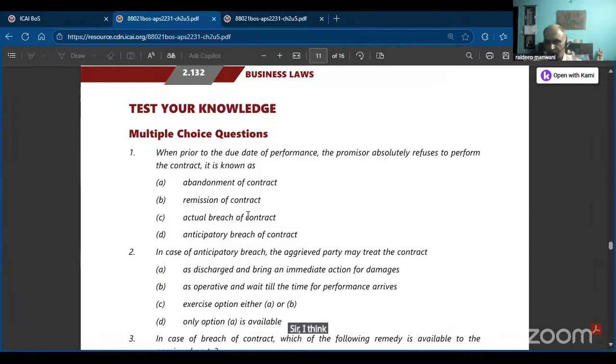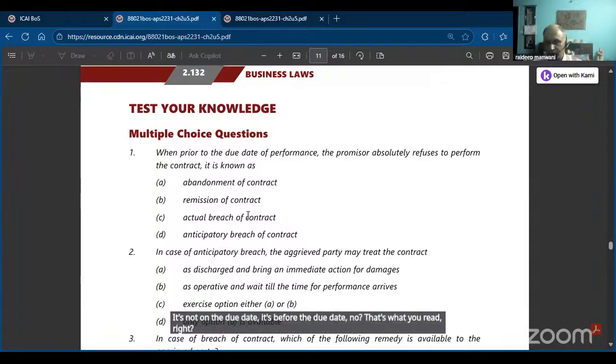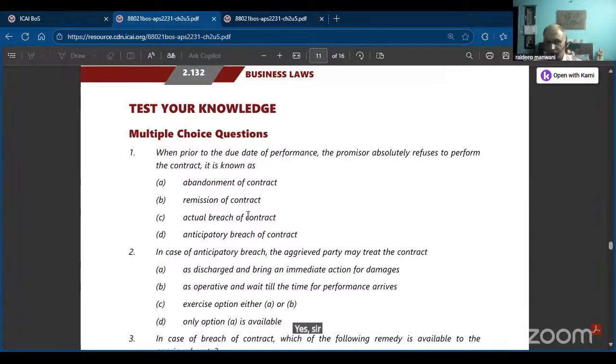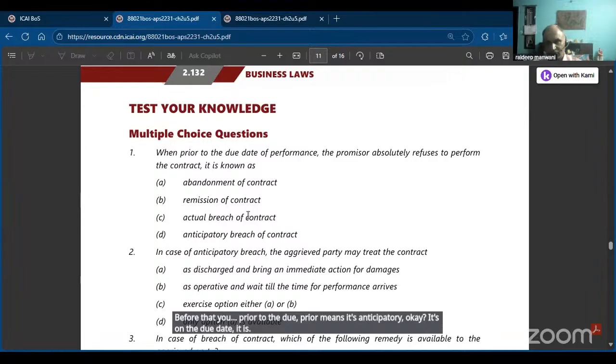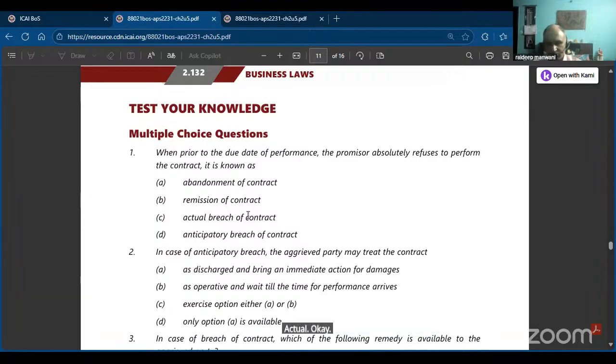Sir, I think actual breach of contract. It's not on the due date, it's before the due date. Prior to the due date means it's anticipatory. If it's on the due date, it is actual.